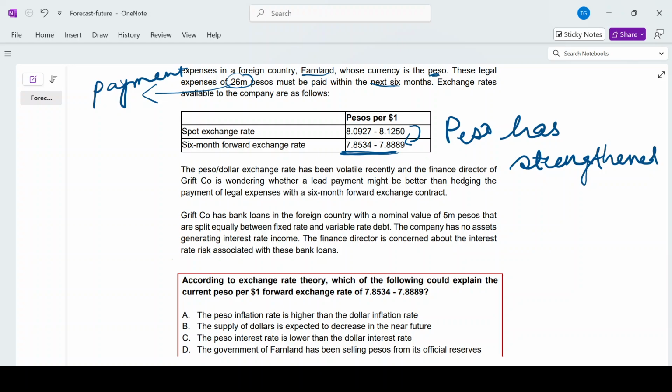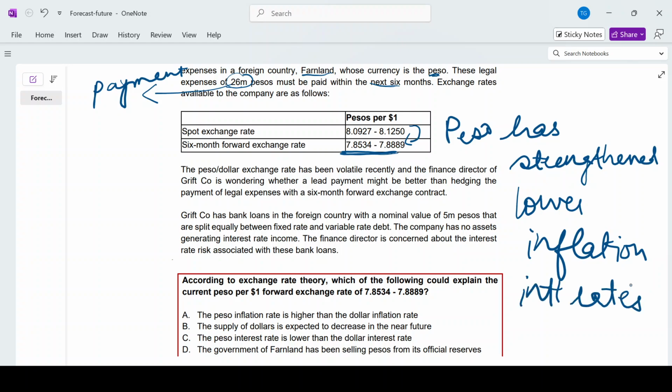Now we have learnt as a part of our concepts, always and always, those currencies will depreciate where inflation or interest rates are higher. So for a stronger currency, in their country, interest rates as well as inflation rates will be lower compared to the other currency. So here we are talking about dollars and pesos. If the peso has strengthened, that means they will have lower inflation and lower interest rates. So let's see which statement corresponds to that.